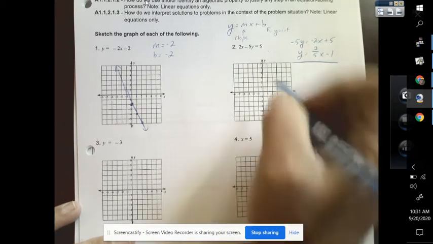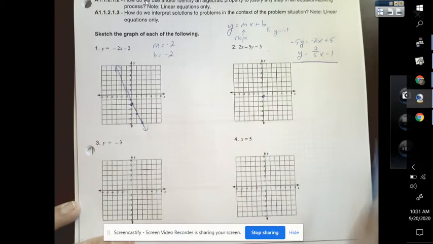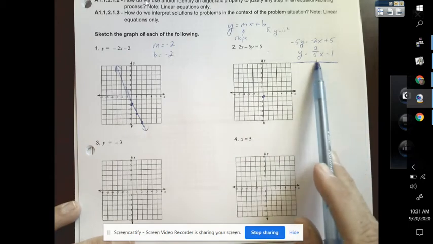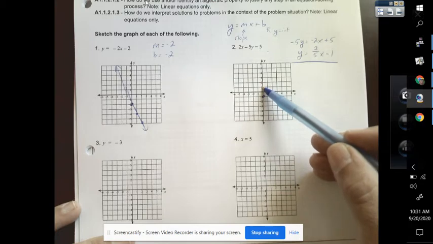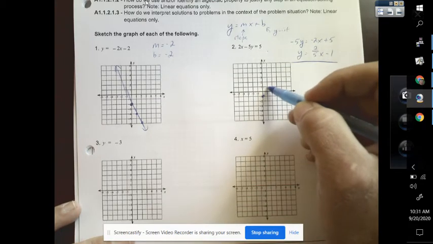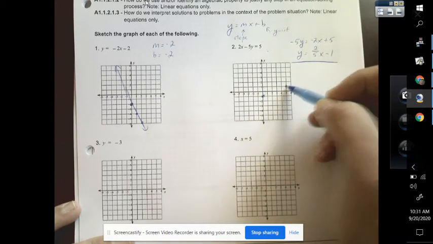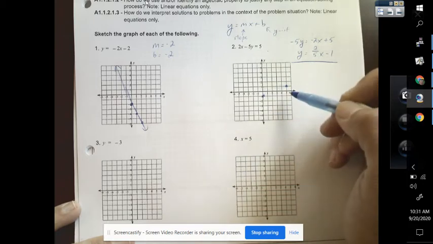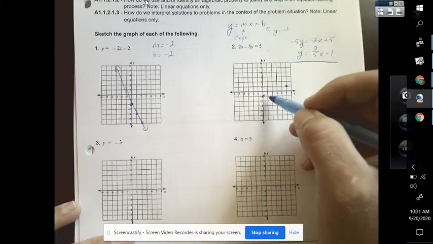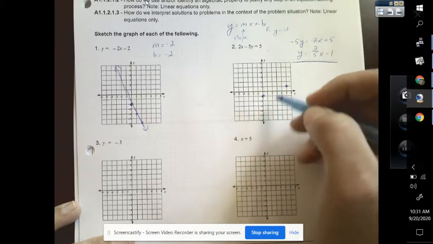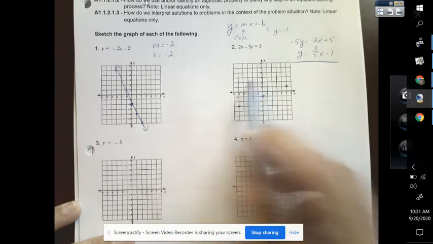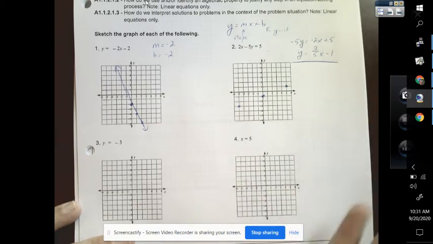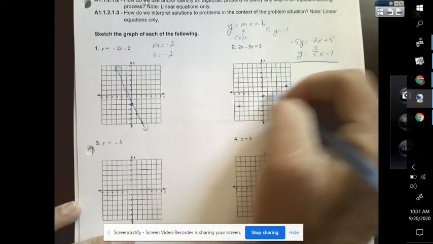My y-intercept is negative 1. Go down 1, plot a point. My slope this time is 2 over 5. Rise is 2, up 2, run is 5. Over 5. Okay. I always go to the right. If you want to go to the left, you kind of have to do the reverse where you would go down to the left 5. So it's up to you, but I really encourage you to always go up then over or down then over. You always want to go to the right. Graph my line.